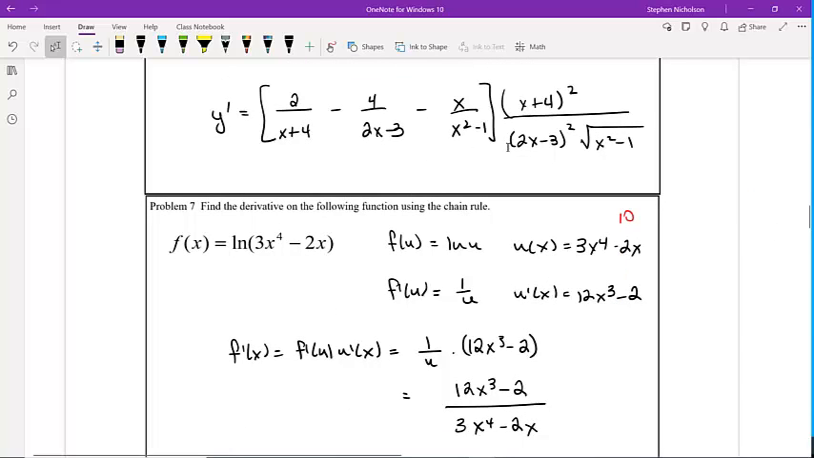Okay, next one, most everybody got right. So it's just the chain rule. F of u is the natural log of u. U of x is 3x squared minus 3x to the fourth minus 2x. Here's the derivative. So it's u prime over u, or you can take f prime of u times u prime of x. I use the more traditional way here. So there's your answer.